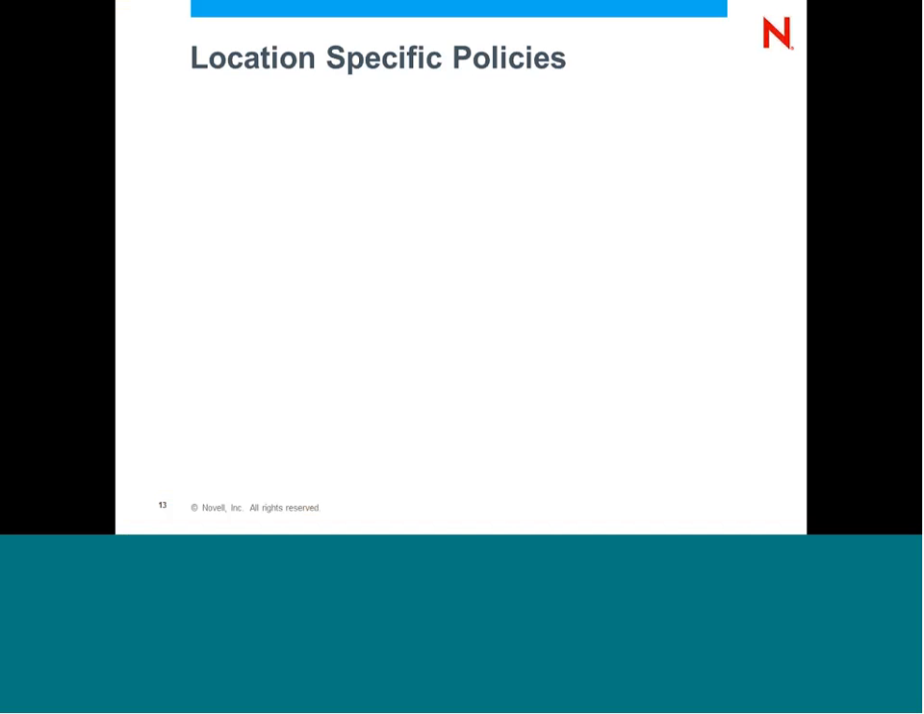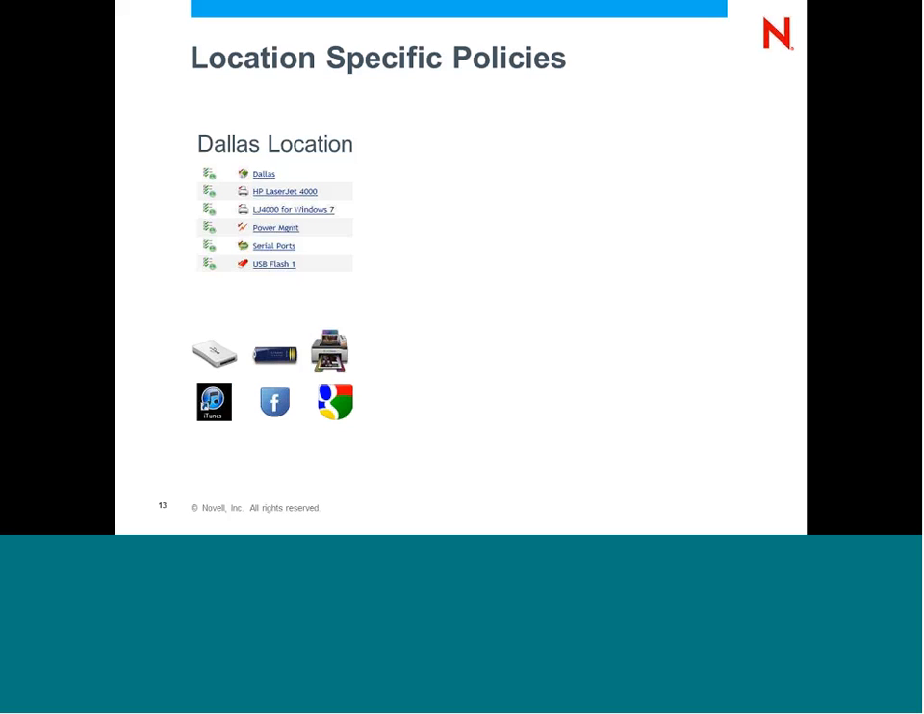So when you're looking at location-specific policies, for example, with my Dallas location, you can see here that I have a mix of different policies. I have some printer policies, I have power management policies. Again, these are my configuration management policies. And then I have my serial ports and USB policies that are specific to security, endpoint security management. So again, being able to control and lock down things based on, in this first level, your configuration management policies, and on the second level, your endpoint security.